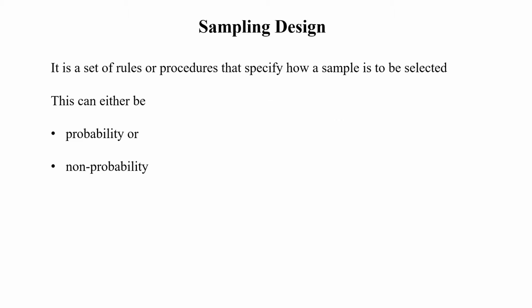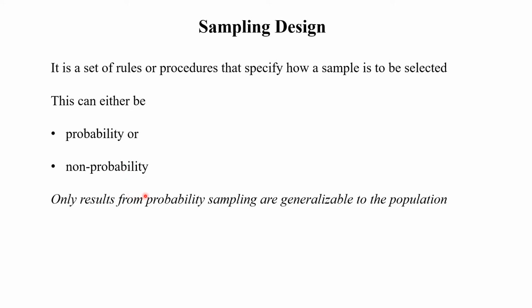Okay, sampling design, how the sample is selected. Sampling design can be either probability or non-probability. As you know, probability means chance, right? Selection by chance. Non-probability means selection is not by chance. So you're going to look at both and how the sample is taken from the population, what the limitations are, and what the advantages and disadvantages of these methods are.